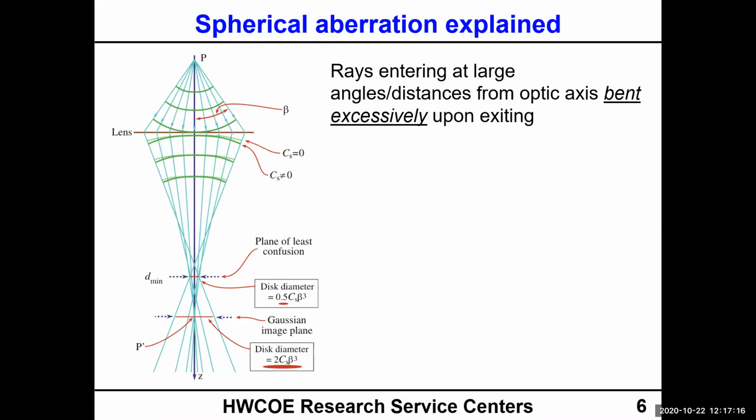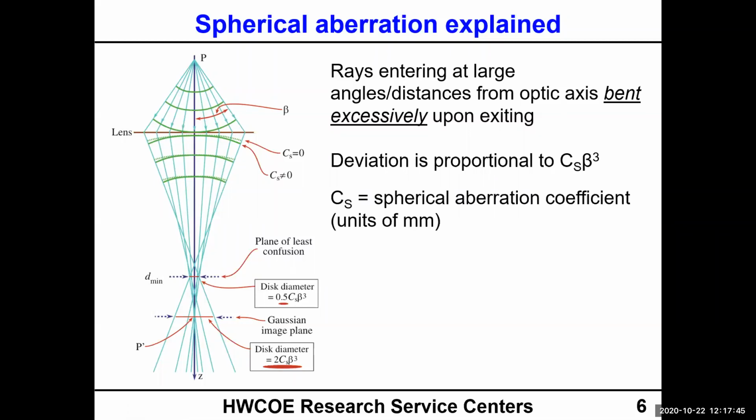So again, the rays that enter at large angles or distances from the optic axis are bent excessively. So this bending is proportional to the cube of this angle, which can also be related to the cube of the distance from the optic axis. I've simply shown it here as the cube of this angle beta. And this proportionality constant is C sub S. Okay, and that's where we get the spherical aberration coefficient, or C sub S in C sub S correction.